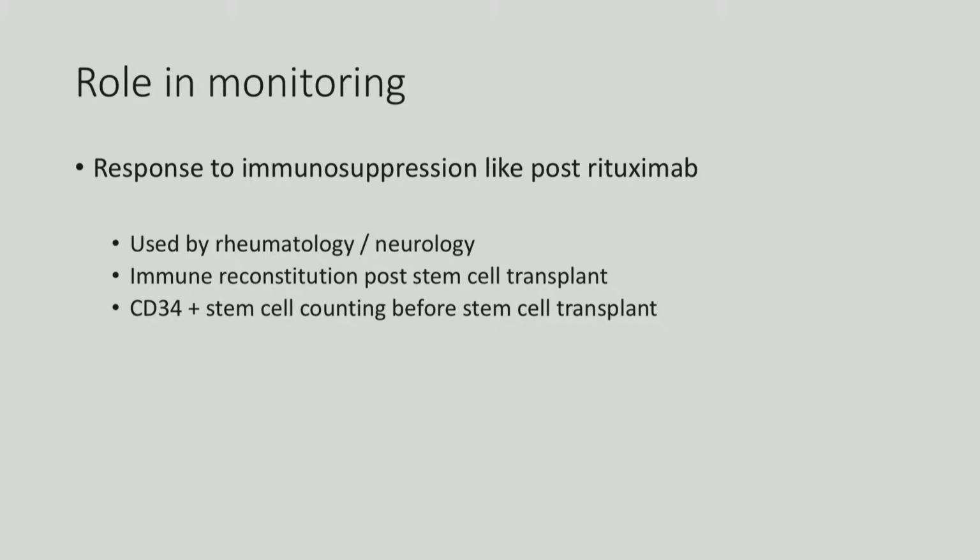Not only hematology uses flow cytometry. There are other branches that also use it, like rheumatology or neurology, when they treat various autoimmune disorders and want to see whether the immunosuppression is working. Particularly after giving rituximab, they order something called lymphocyte subset analysis to see whether rituximab has suppressed an adequate number of B cells.